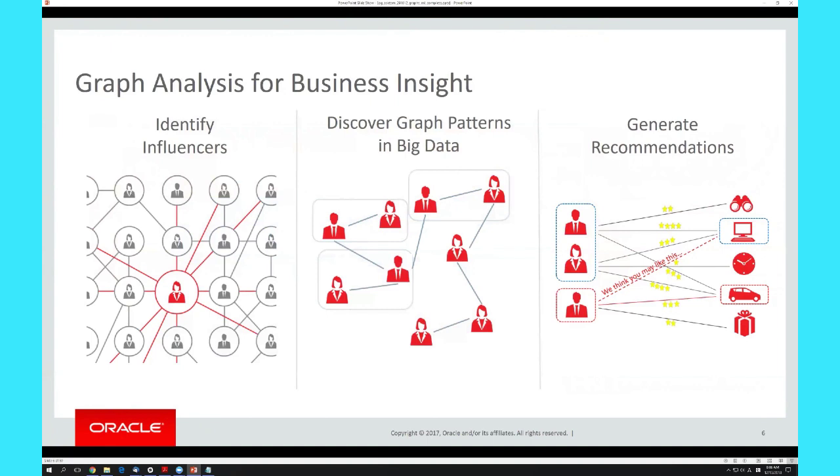So graphs are very powerful because of the kinds of business insight that they provide, including things like influencer identification, identifying fraudulent patterns, and generating recommendations. And today, we'll have Sungpack dive more deeply into this topic. So handing over to you, Sungpack.